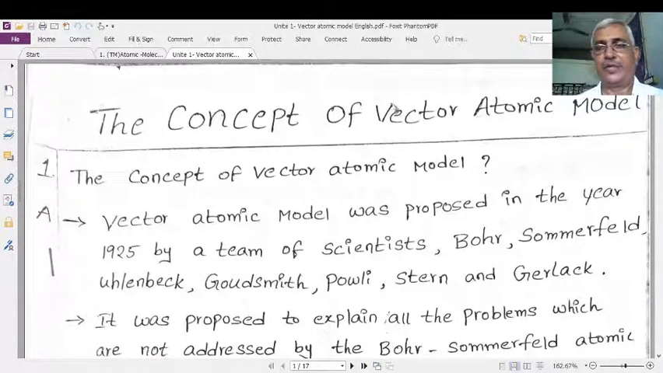Therefore, negatively charged electrons are strongly attracted by the positively charged nucleus, and there is a possibility of spiral motion of the electron, and ultimately it will fall into the nucleus. He was unable to explain this particular consequence of his proposal. Therefore, this particular model is also not accepted.